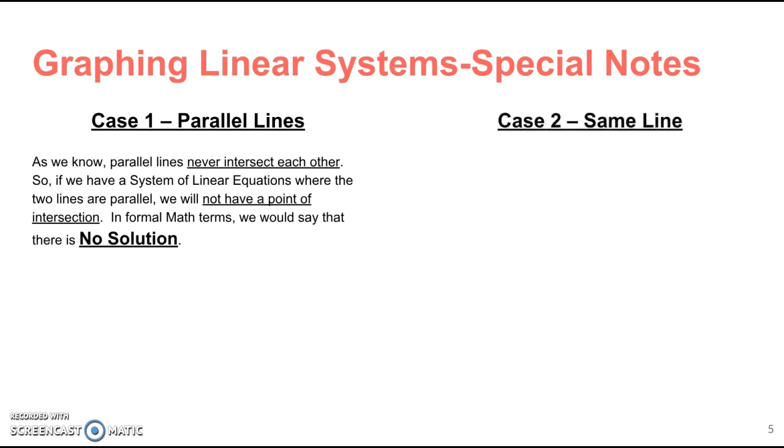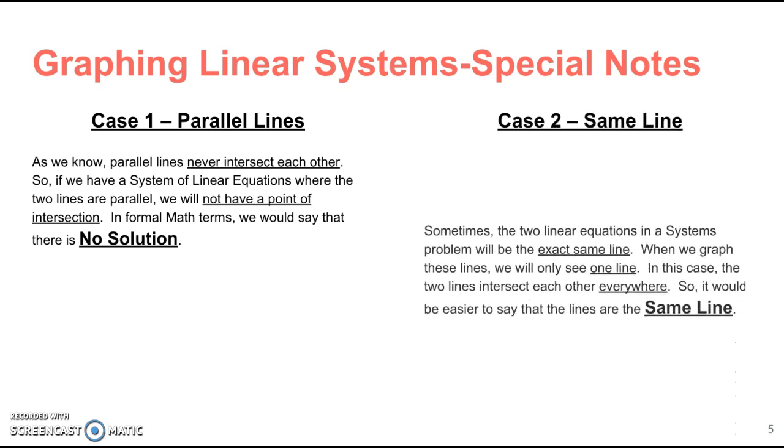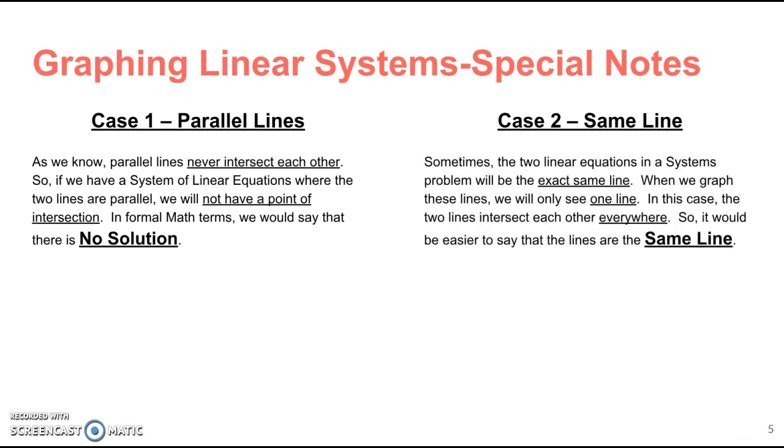Case 2, same line. Sometimes the two linear equations in a systems problem will be the exact same line. When we graph these lines, we will only see one line. In this case, the two lines intersect each other everywhere. So it would be easier to say that the lines are the same line. Pay attention for each of these cases. If you have parallel lines, then there is no solution. And if you have the same line, well, then the answer would be everything.